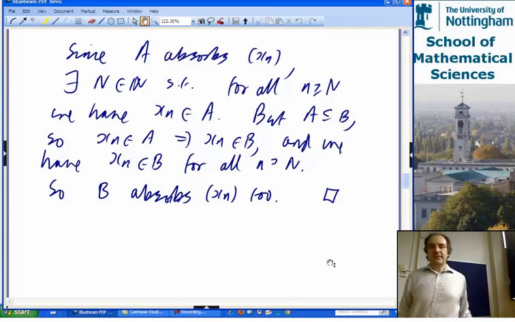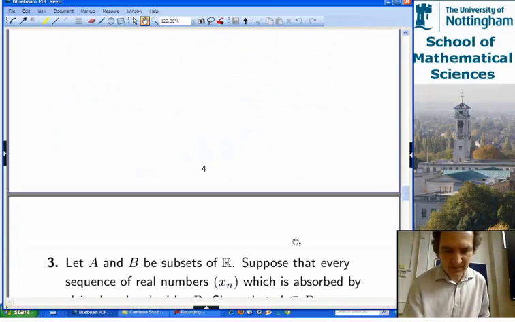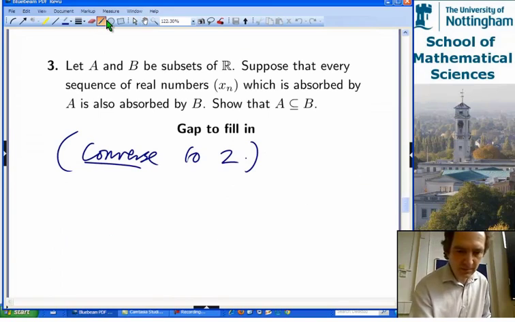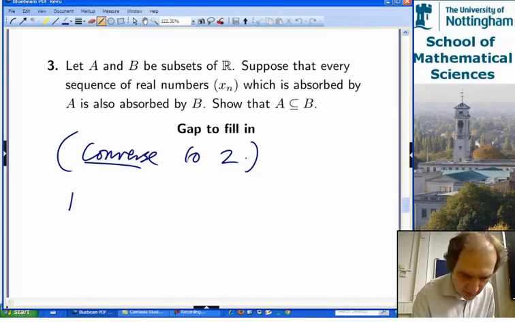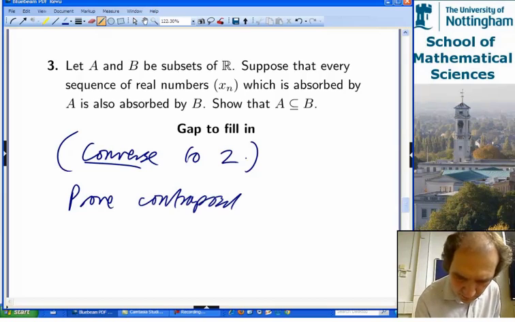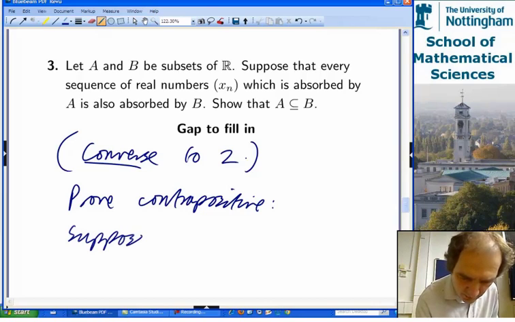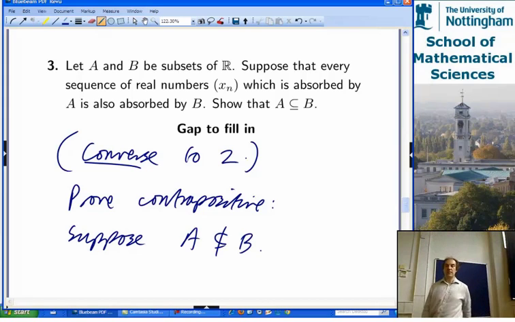So now I want to prove the converse. For the converse, I suggest using the contrapositive. We'll prove the contrapositive. Suppose A is not a subset of B. We'll show there's at least one sequence which is absorbed by A but not absorbed by B.